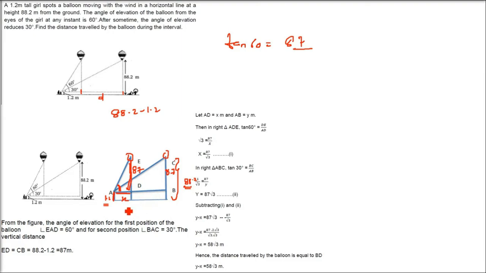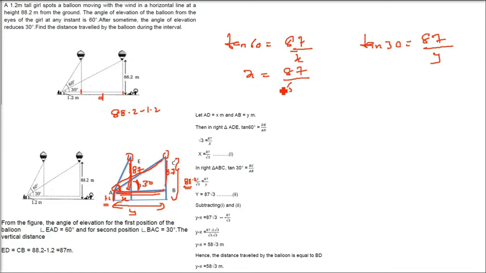Now take the whole from A to B as total y. So actually we have to find out DB, which is y minus x. Why are we taking total as y? Because we want this triangle also. This angle is 30 degrees. So tan 30 is equal to perpendicular by base, this is 87 by y. Tan 30 degrees is perpendicular by base. So this 87 by base we have taken as y. It is the total distance of the girl from the second position of the balloon. Now we have to find out y minus x. Please remember y minus x.